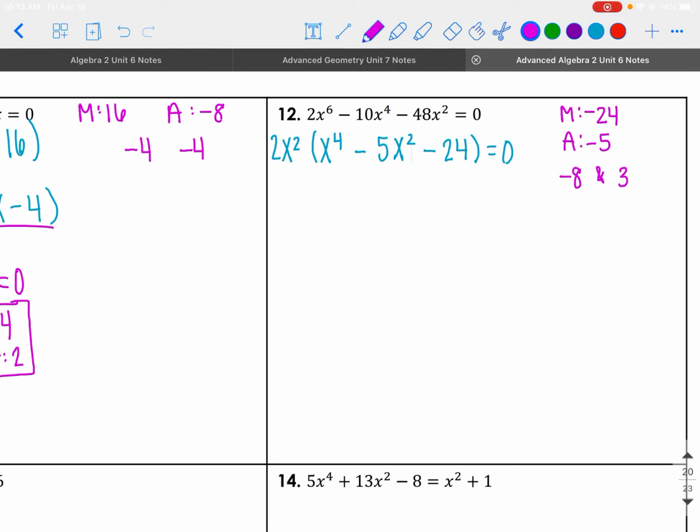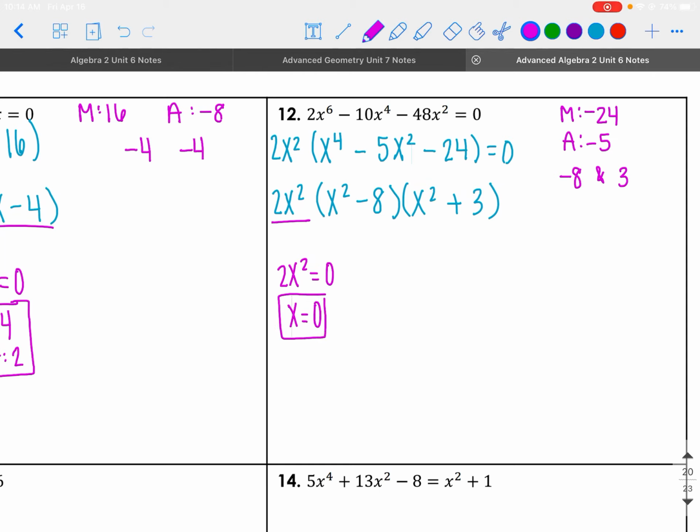Those would be negative 8 and 3. So when we factor, bring down your GCF, we have x squared minus 8 and x squared plus 3. A lot of times with these examples, you have another difference of squares, but we didn't this time. That x squared minus 8, 8's not a perfect square. So let's see, 2x squared equals 0. If you divide by 2, you get 0, and then taking the square root of 0 just gives you 0.